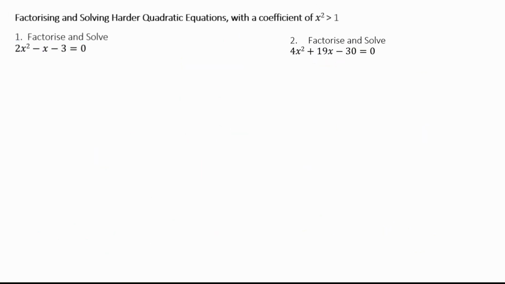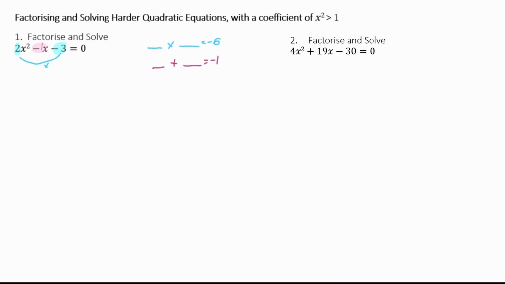So here for number 1, we have to factorise and solve 2x squared minus x minus 3 is equal to 0. So first we're going to have to multiply the coefficient of x squared, which is 2, with minus 3, and that gives us minus 6. So this means we are finding two numbers that multiply to give us minus 6, and the same two numbers should add to give us a negative 1, because minus x means minus 1x.